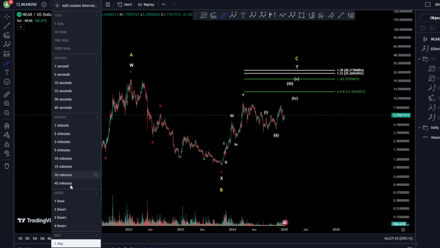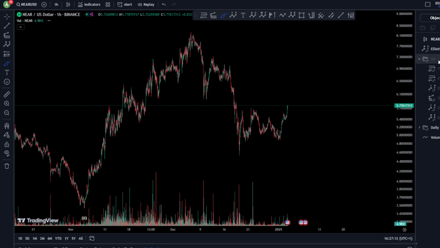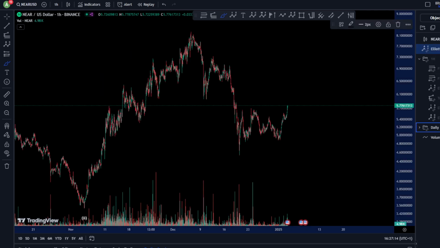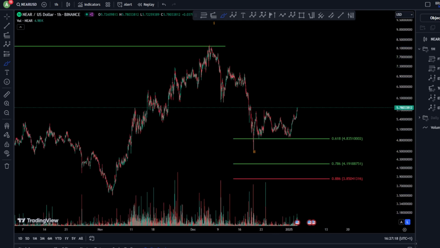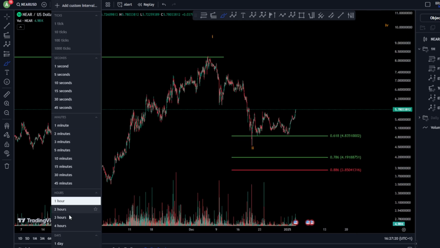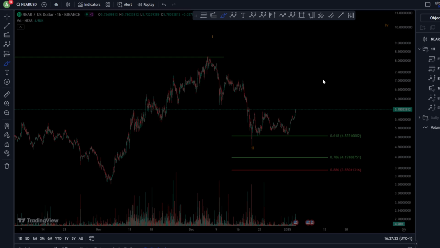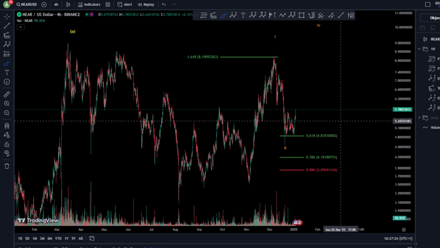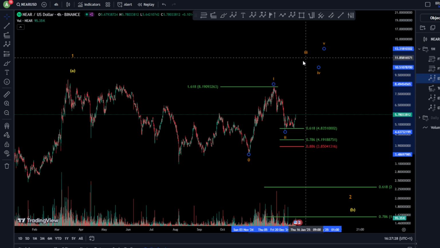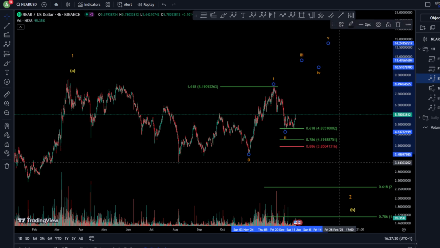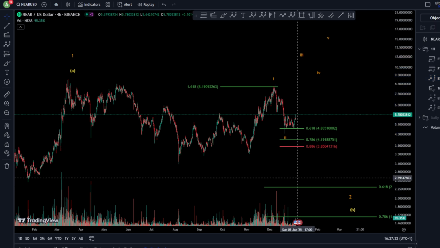Let's move to the 1-hour chart here to see what's going on. On the 1-hour chart, let's organize this. Here we go. So actually, sorry guys, let's go to the 4-hour chart. I'm becoming a fan of the 4-hour chart more than the 1-hour chart. It gives a little bit more space on the screen, and it shows much more information.